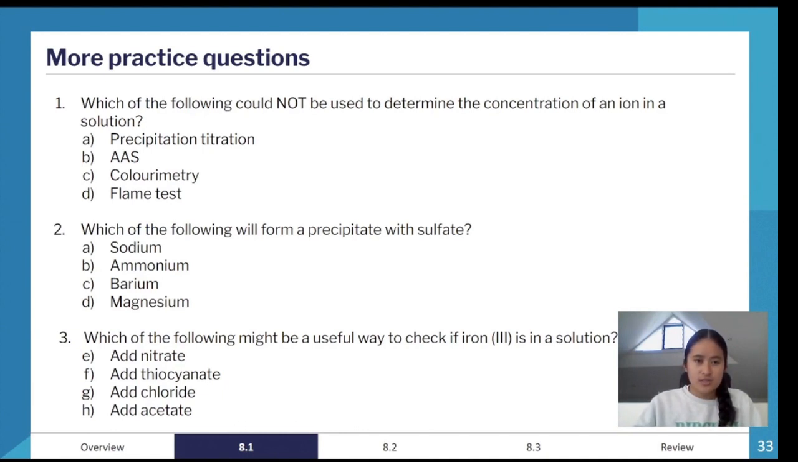Basically, first, which of the following could not be used to determine the concentration of an ion? The answer is flame test, because flame test does not tell you anything about the concentration of an ion. It only tells you what ion it is. So that is the flame test. Question 2, which of the following will form a precipitate with sulfate? If we look at all of them, only one of them is from the Castro-Bear exception, and that is barium. Like I said earlier, barium sulfate is one that they love. They love using barium sulfate. Who knows why? But yeah, so barium, C.